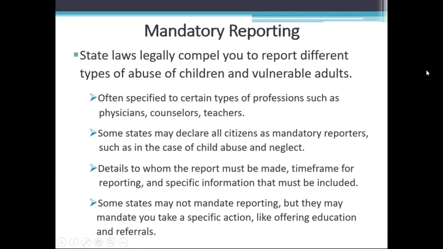Some states can declare all citizens as mandatory reporters, such as for reporting things like child abuse and neglect. It details to whom you have to make the report, the time frame you have for making the report, and specific information that has to be included. Some states, even if they don't have mandated reporting for certain types of things like domestic violence, may still mandate that you have to take a specific action. So you may not have to notify law enforcement, but you may be required to provide education or referrals for the patient.